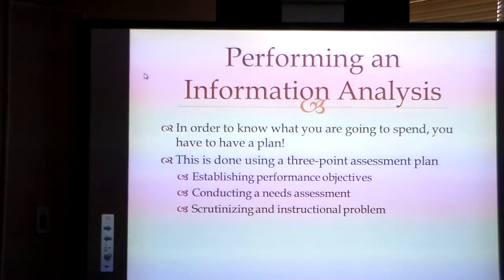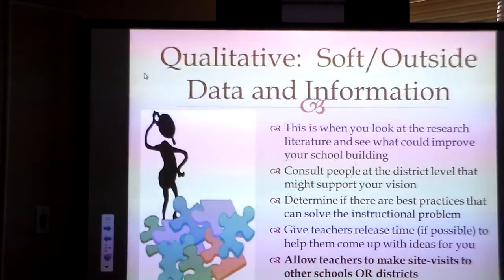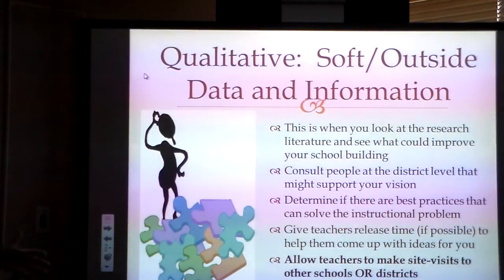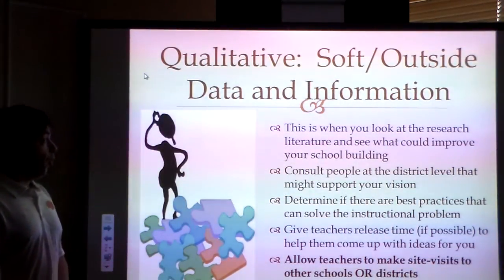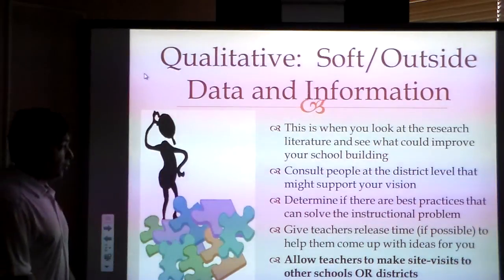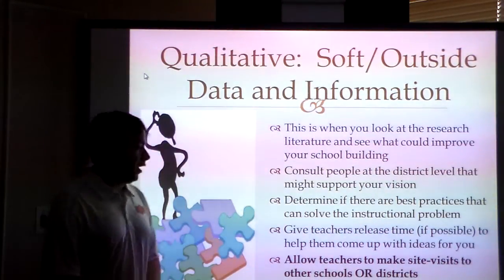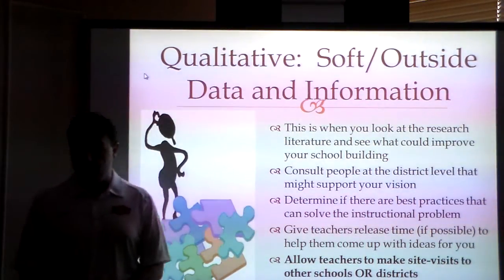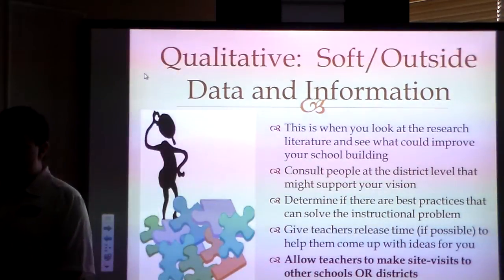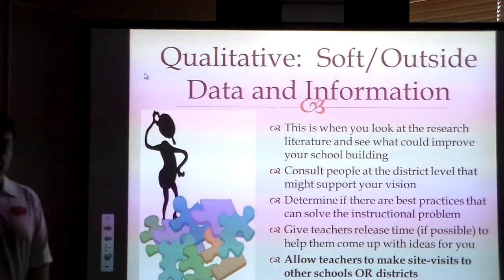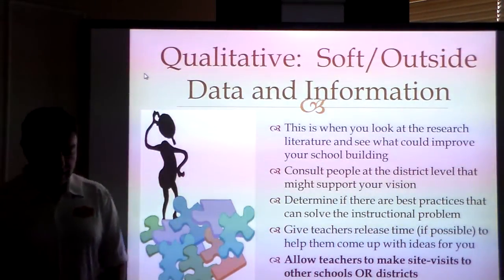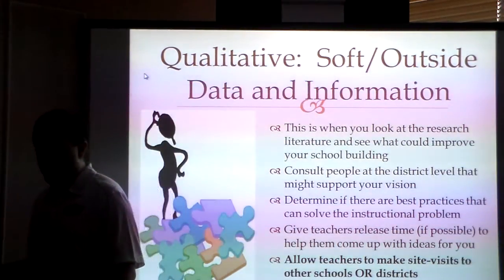So we're going to talk about the 3-point assessment plan. This is your plan of how you're going to spend. So we're going to look at different kinds of data. Qualitative data really looks at the research literature and how you can support your building. If teachers can get release time to come up with ideas, that can be a good and positive thing.